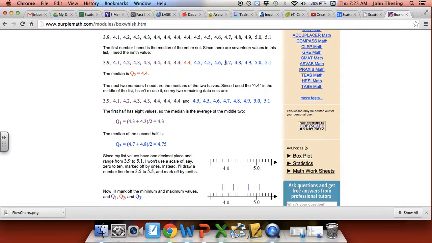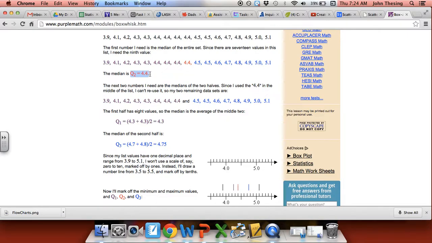The upper half of the data, the median is going to be right here between 4.7 and 4.8. So when you add those two together and divide by 2, you're going to get 4.75. So Q1, we call this the first quartile. And 4.3 is the number, the magical number here. What this means is that 25% of your data, or 1/4, which is why they call it a quartile, falls at or below 4.3, which makes sense, right? So 25% of the data here falls at or below 4.3.